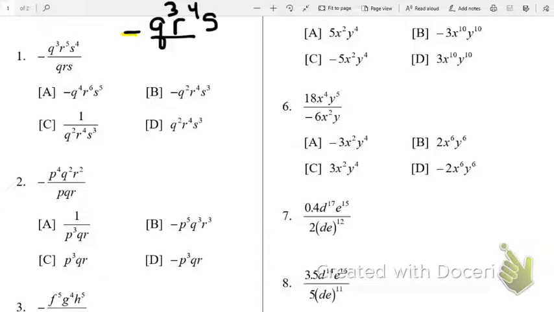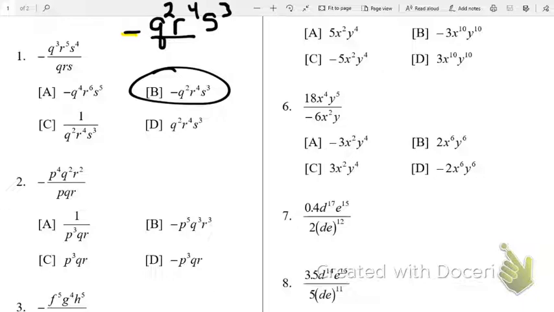Subtract the upper power minus the lower power. Looks like it's back to a 3. The one thing which I wrote wrong, the q should be a 2. When I subtract the powers, you get 2. So the one that matches with negative q squared, r to the power of 4, s cubed, is going to be letter B. And so letter B for number 1.